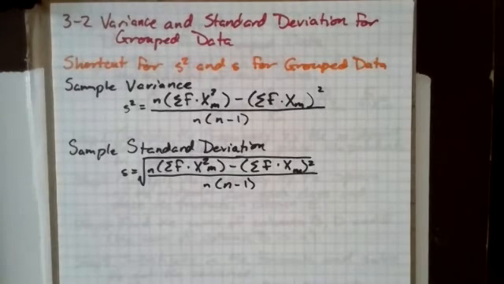S squared, the sample variance, is equal to n times the sum of f times xm squared, that's the frequency times the midpoint for each class squared, minus the sum of f times xm quantity squared, all over n times n minus 1. And then for the sample standard deviation, we just, again, take the square root of that.